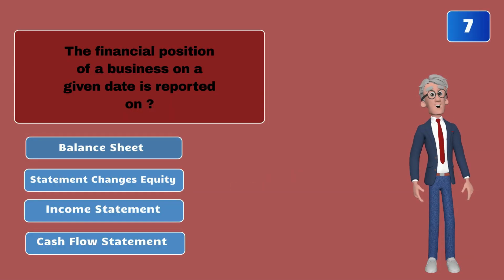The financial position of a business on a given date is reported on: balance sheet, statement of changes in owner's equity, income statement, statement of cash flows.